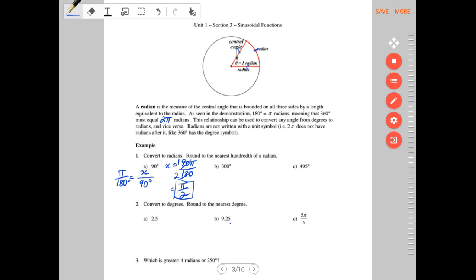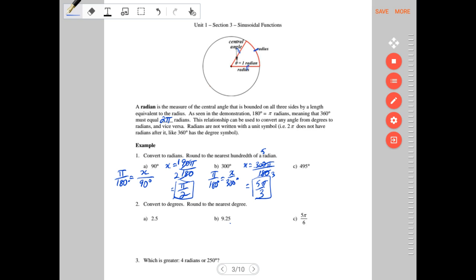Okay, let's go to the next one, 300 degrees. So again, I'm going to start with pi over 180 equals x over 300, because degrees should be on the same level. We're going to cross multiply. So x is 300 pi divided by 180. As you know, you can simplify because they're both divisible by 60. 60 goes into 300 5 times, and 60 goes into 180 3 times. So x is equal to 5 pi over 3. Good. And again, you don't have to simplify further because it's in pi notation.